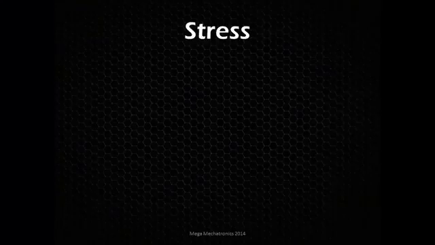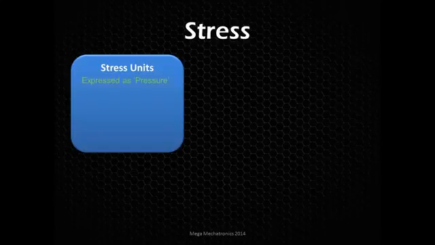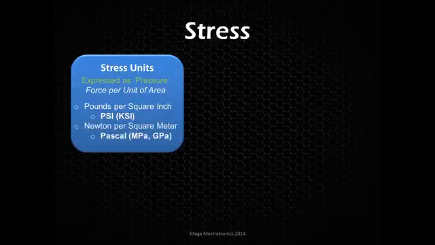So let's talk about what stress is. The units of stress are expressed as a pressure, like the pressure in your tire, atmospheric pressure. So that's a force per unit of area. And the units are, here in the States, pounds per square inch, or KSI, which is PSI divided by 1,000. Or in the metric system, we have newtons per square meter, known as pascals, megapascals, and gigapascals.